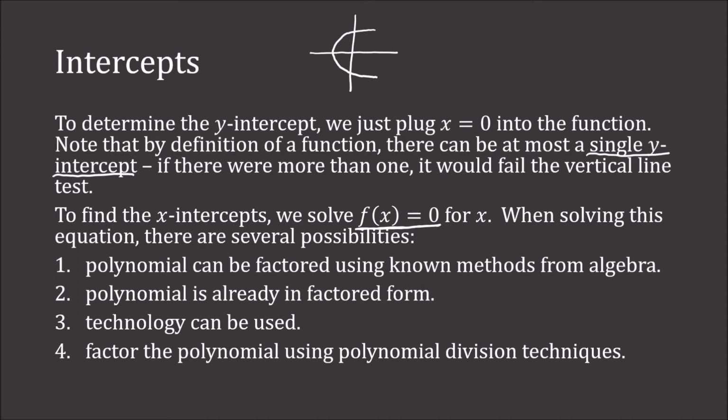Throughout the remainder of this lesson, only these first three will be considered. The next lesson will consider this fourth possibility. In the next lesson, we will delve into polynomial division and then look at how to factor polynomials. So for now, let's look at several examples of finding intercepts of polynomials. And remember, these examples are going to focus only on these first three possibilities.